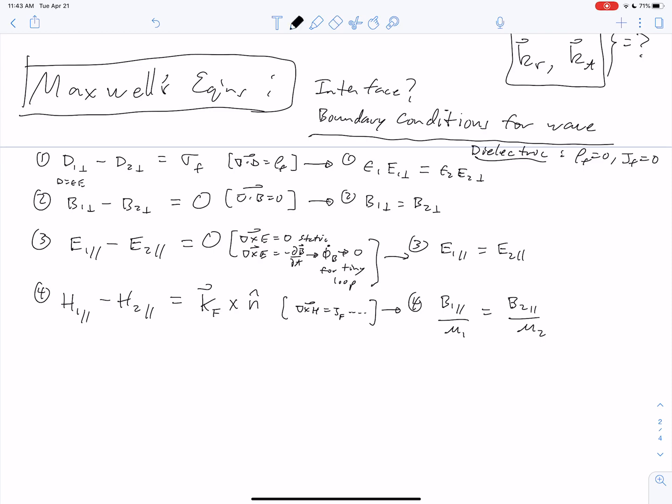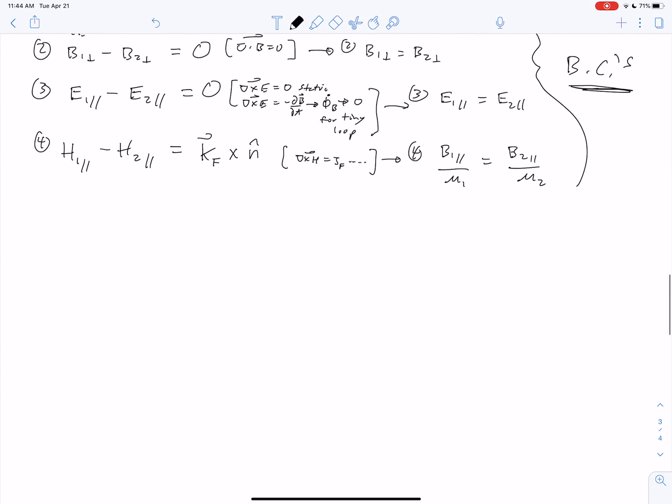Okay, these are the boundary conditions for a dielectric here. The B boundary conditions, and this is what we'll use to figure out how the waves bounce off of a lens, of a dielectric, of an insulating material. And so let's do it in steps.